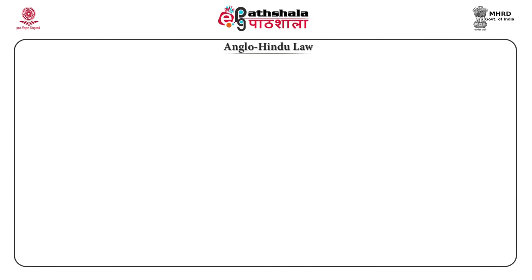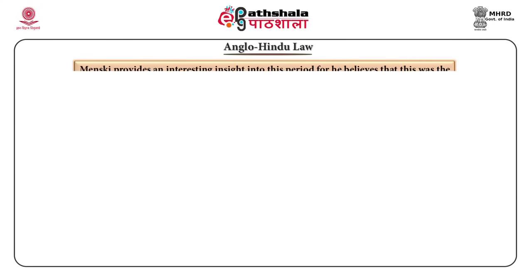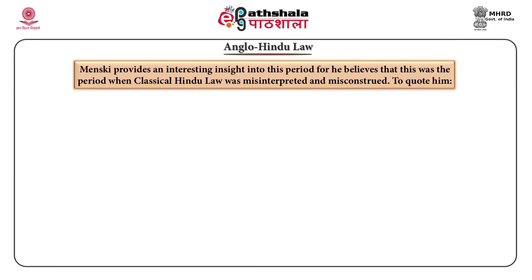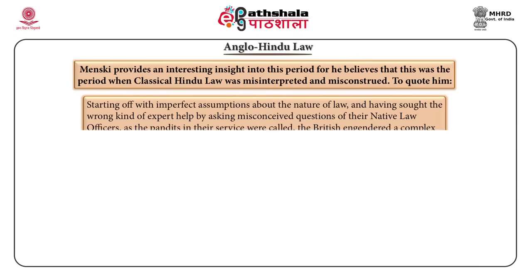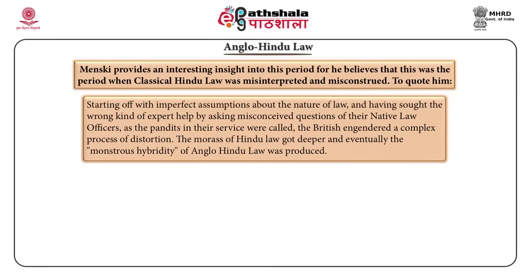Once again, we can look at what Werner Menski says, because he provides very interesting insight into this period, since he believes that it was this period when classical Hindu law was completely misinterpreted and misconstrued. So let's quote Menski. "Starting off with imperfect assumptions about the nature of law and having sought the wrong kind of expert help by asking misconceived questions of their native law officers, the pundits in their service, as they were called, the British engendered a complex process of distortion. The morass of Hindu law got deeper, and eventually the monstrous hybridity of Anglo Hindu law was produced."